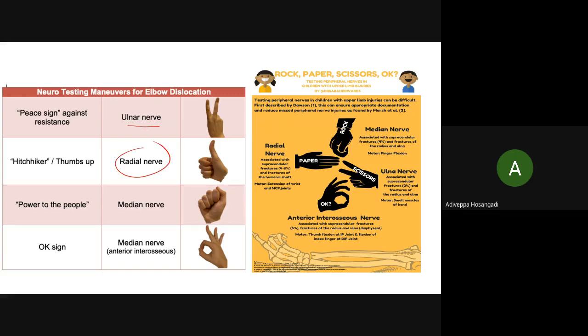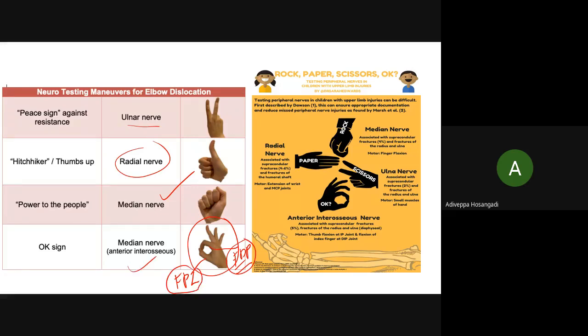If you make a fist, and the patient can make a good fist, median nerve is intact. If he can do an OK sign, meaning tip of index to tip of thumb, they should be able to touch. This means what? FPL is working and flexor digitorum profundus is working. Yes, sir. Both are working. OK sign means anterior interosseous nerve is intact.